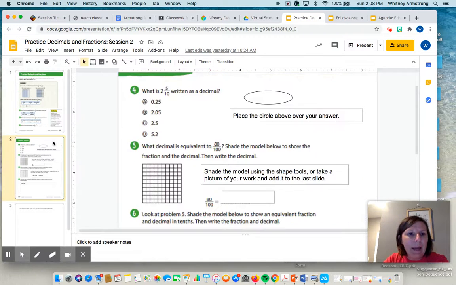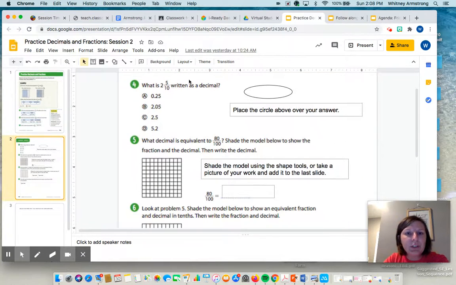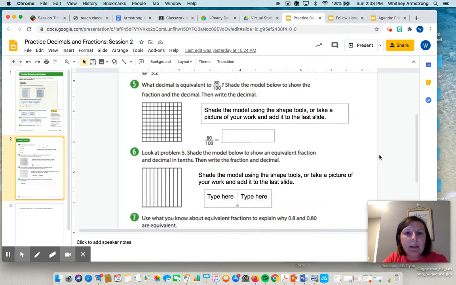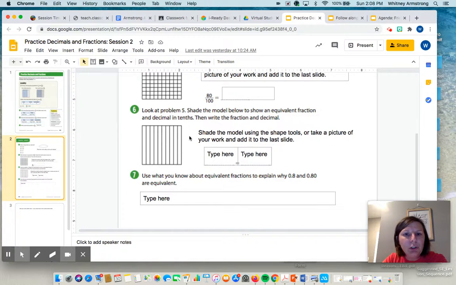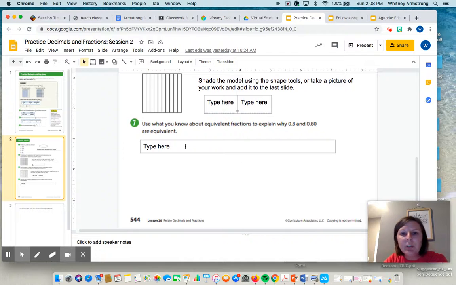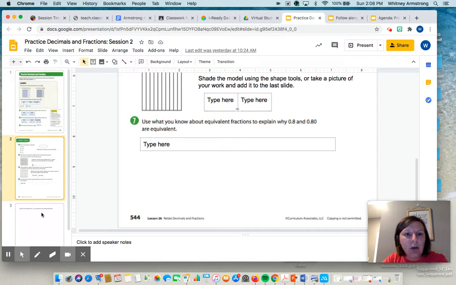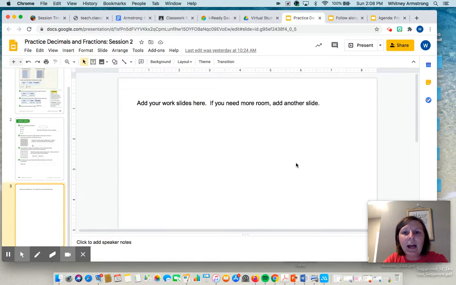Now, next page, you're still doing fraction to a decimal, okay? And this one has a circle where you can put it around your answer. This one, you're using your model, okay? And then you're changing it into a decimal. This one, you're using your model and changing it to a decimal. And then this one's just an explanation. Don't forget that last slide is where your work goes, okay? So any work you do on paper, you need to take a picture of it and put it here.